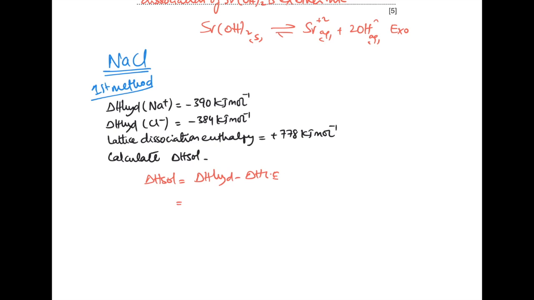So the hydration of sodium ion and chloride ion will add up to, let's say, minus 774, and lattice energy is, let's say, minus 778. So the answer is plus 4 kilojoules per mole. This states that NaCl is less soluble in water at RTP because its enthalpy of solution is endothermic. Let's see the second method now.